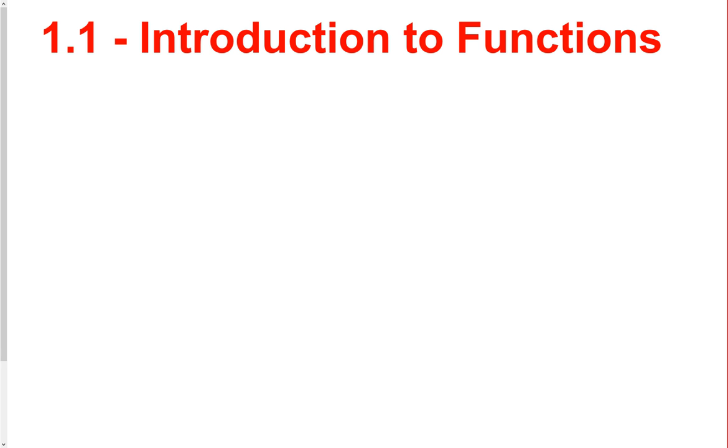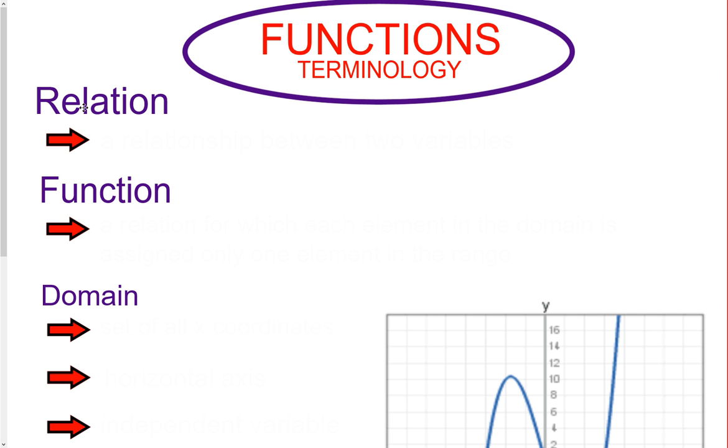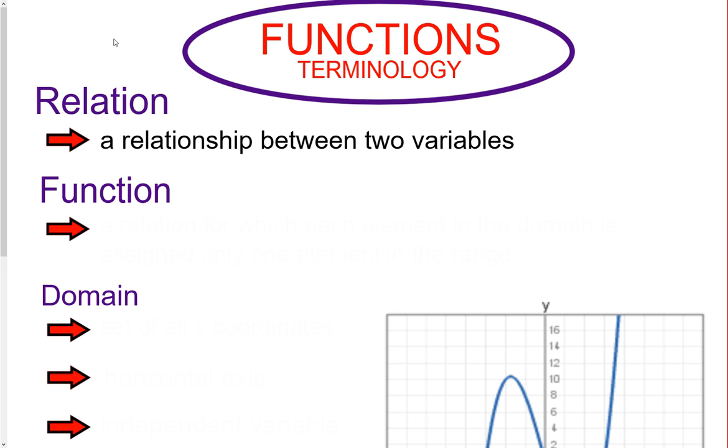We're going to talk about these things called functions. Just some definitional stuff that we need to get through. Our first one is this thing called a relation. A relation is a really broad term. It just means there's a relationship between two variables. So pretty much anything that can be written as a mathematical equation is going to be called a relation. It's any relationship between two variables.